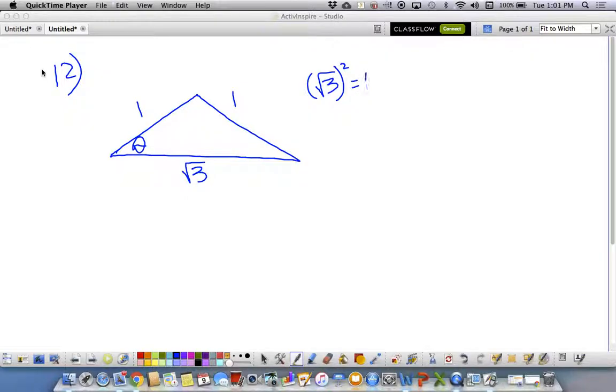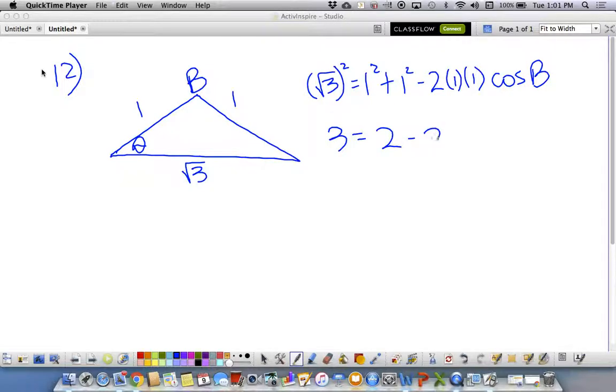Sometimes it doesn't. 1 squared plus 1 squared minus 2 times 1 times 1 times cosine. I'm just going to put a b here. All right, so I have 3 equals 2 minus 2 cosine b. That's just a really quick simplification. If I subtract 2, I have 1 equals negative 2 cosine b. So when you divide by that, you get negative 1/2 equals cosine b.